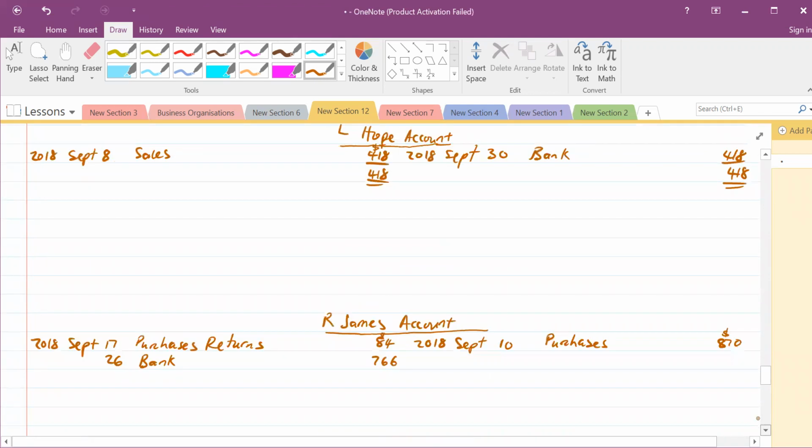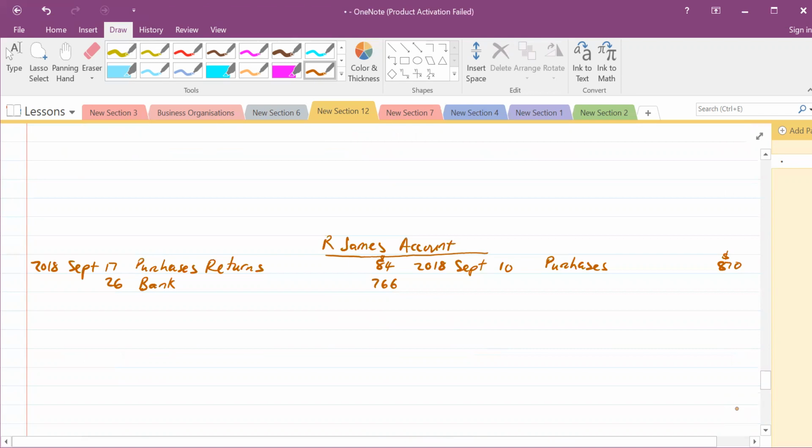And then if rather R James account, we have 84 and 766. We have 850, which means we still owe them $20. So we can write, that was the 30th. We can say 30. And that's a balance CD. That's how much we still owe them, okay? Otherwise, 870.